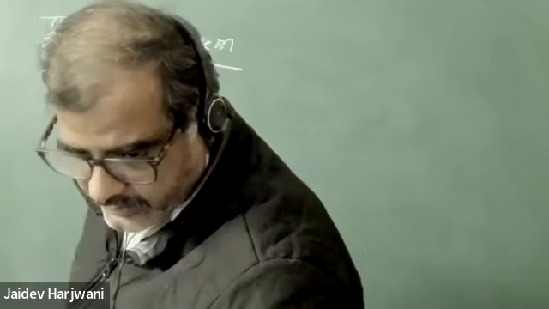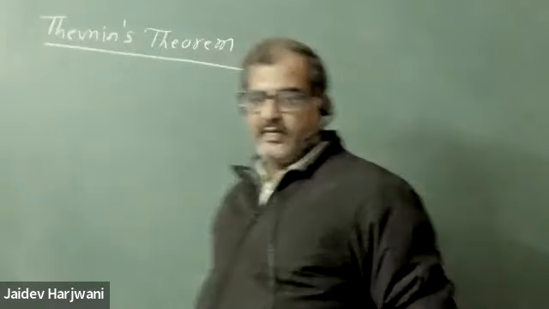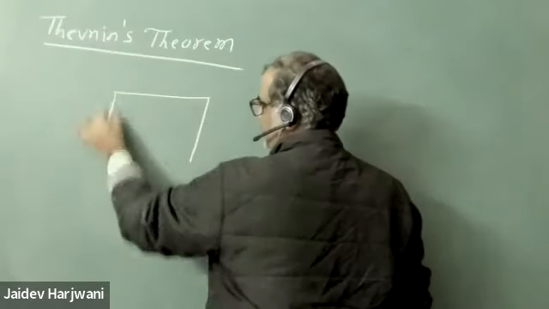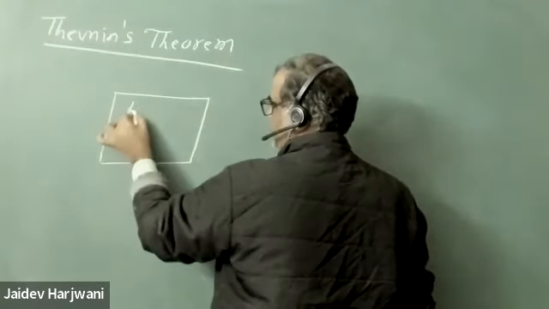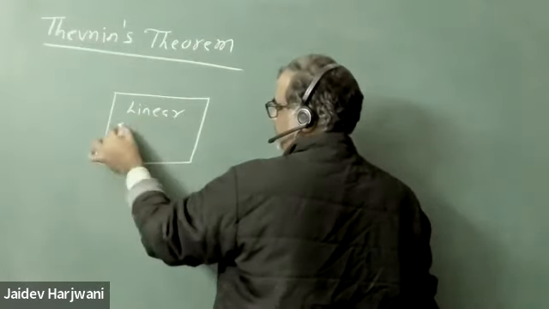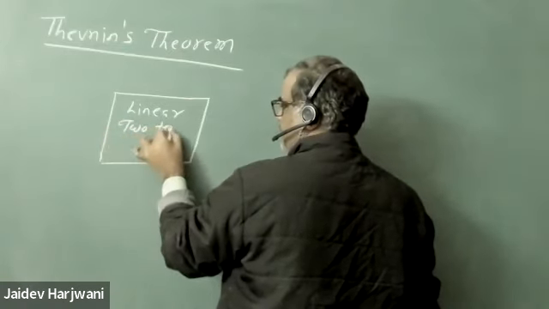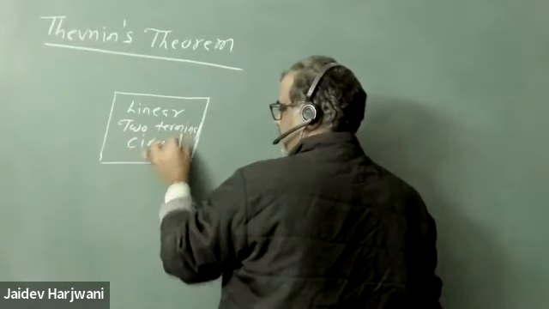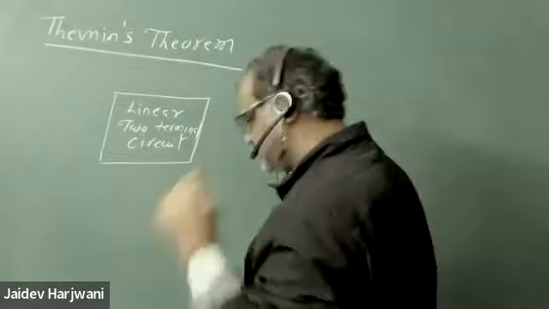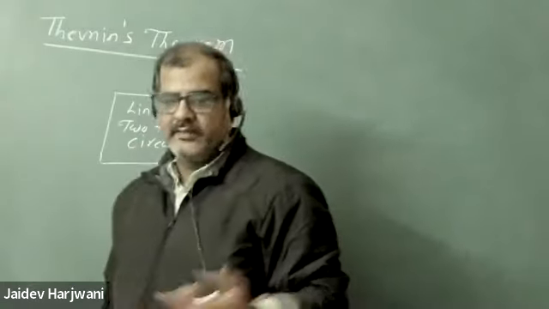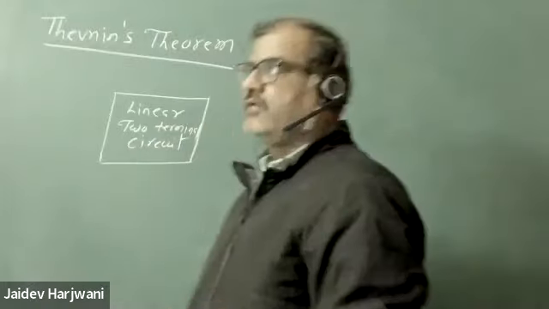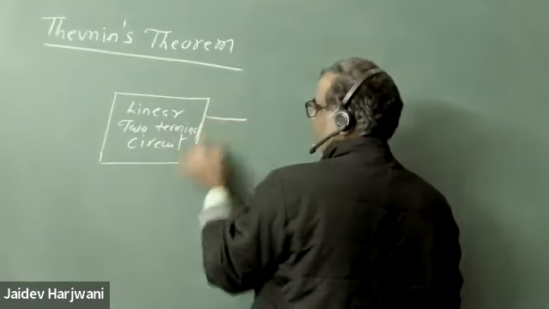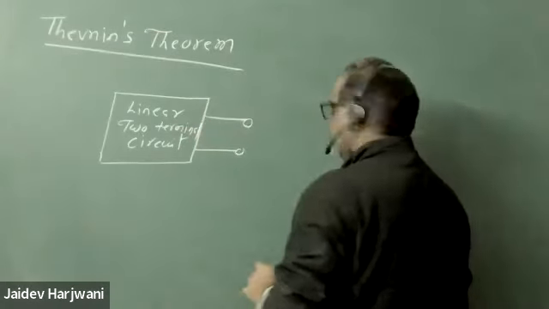So what does Thevenin's theorem say? That if you have a linear two terminal circuit, here linear means your circuit consists of only linear components like resistance, capacitance, inductance, whose value does not change with the applied current or voltage. Okay, so suppose I have this two terminal linear network.